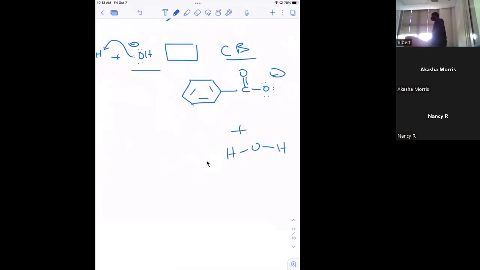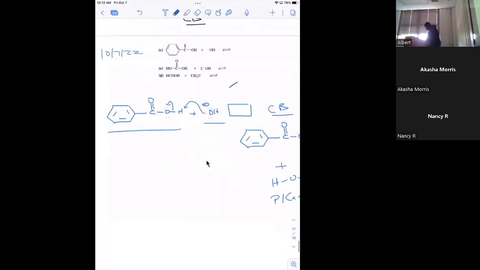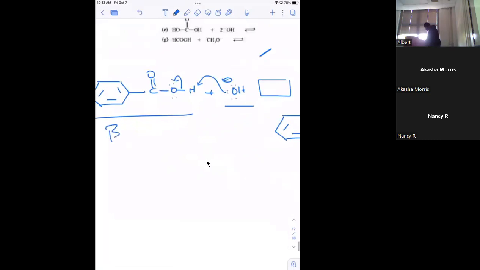Yes. And the pKa of water we already did is 14. That's what we've been using, so we're gonna keep using this. pKa is 14 for water. We need the pKa of benzoic acid. We need somebody to look that up.